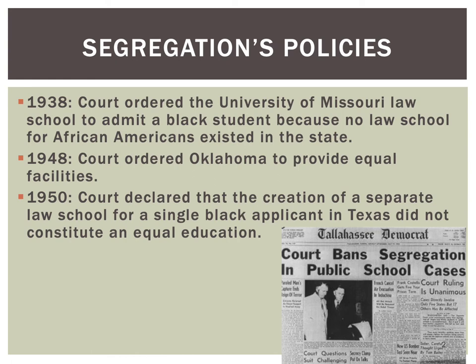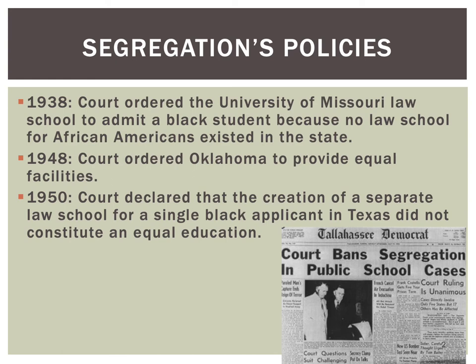The University of Missouri Law School in 1938 was ordered to admit an African-American student, but there was not a law school for black students, so you had this very peculiar situation, specifically because Missouri said the only school we have is for white students. We don't have one for black students, so it was not separate, it was not existing. And the same thing happened a decade later in Oklahoma and a couple of years later in Texas, that equal protection, equal education was not being offered to all citizens.